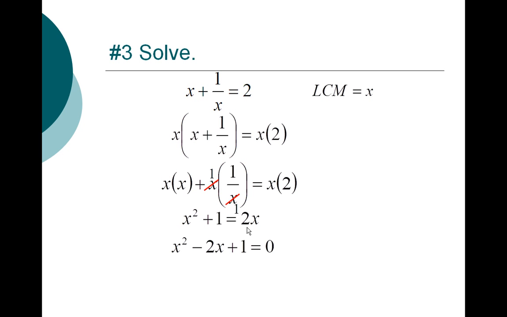We do that by subtracting 2x from both sides. And then, what must we do? We must factor now. We get x minus 1 times x minus 1 equals 0, and set each of these to 0. And we get x minus 1 equals 0, x equals 1. And since that's the same factor, you don't have to do it twice. Your answer will still be x equals 1.